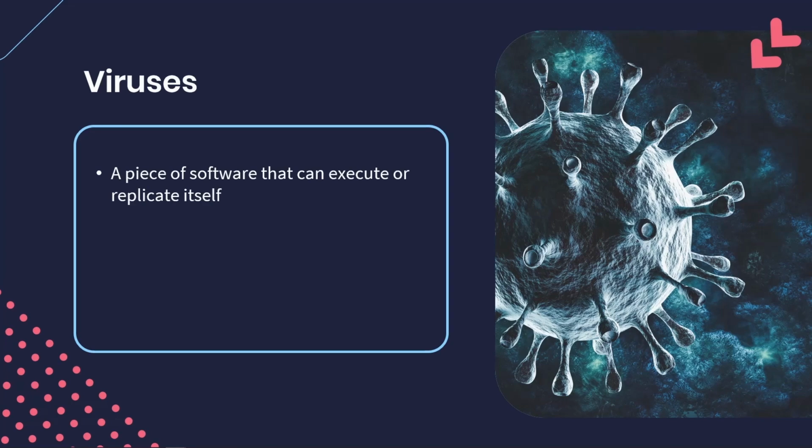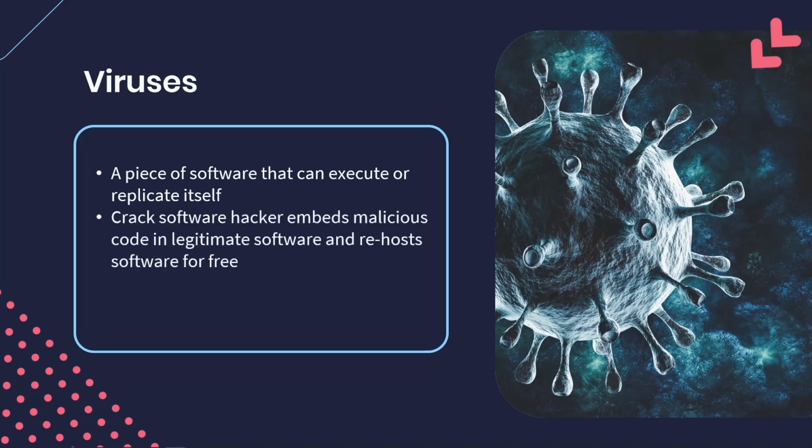So how does a virus get transmitted? A virus could be embedded into a legitimate piece of software. This is known as crack software because the hacker embeds malicious code in paid software and rehosts the software for free. It spreads very quickly and easily when something is sent from a computer infected by a virus to another user, or by inserting malicious USB memory drives and CDs into a computer, or as already mentioned, through email. Viruses can lay dormant in a user's system or even network until they are activated at a specific time on a specific date by the attacker.